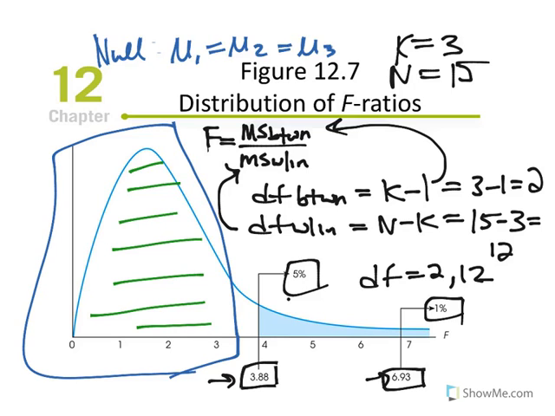And that concludes this video lecture on the elements of the F distribution. In the next video, I'm going to actually walk you through an example from beginning to end using the 4-step hypothesis process that we learned back in Chapter 8.